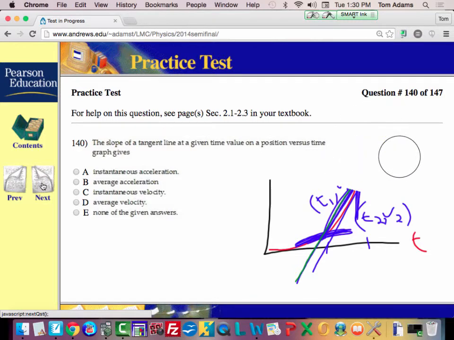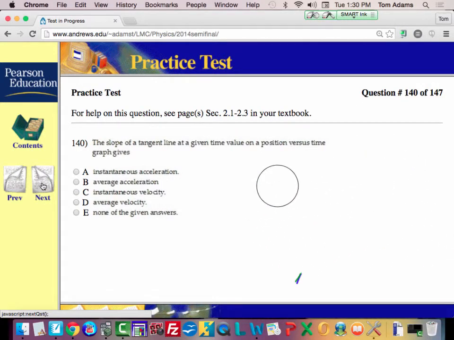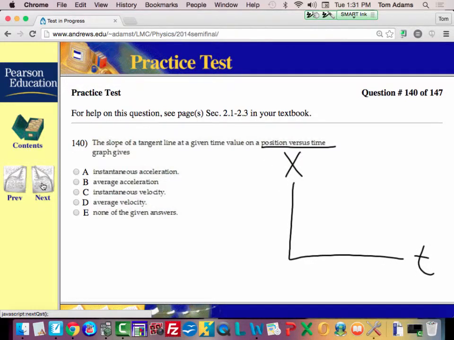So now we got to be careful because they say all the graphs look the same, right? Like position over time, velocity over time. So this time they want position versus time. So now I got my position, or sometimes your textbook will call that an S or an X. We'll put X over T. And it says the slope of the tangent line. So now this represents my position over time.